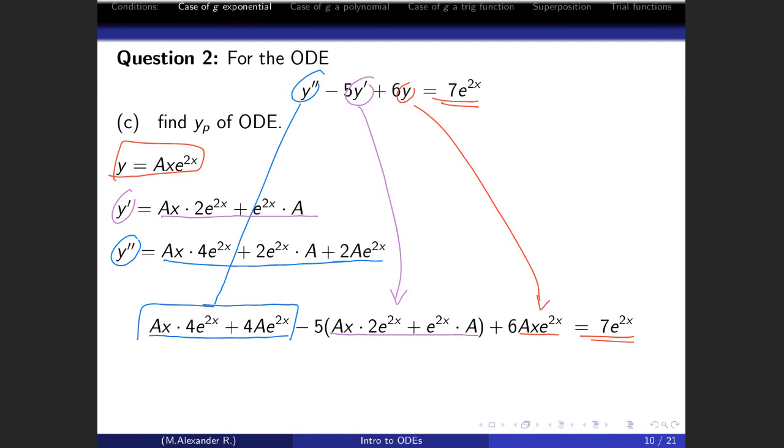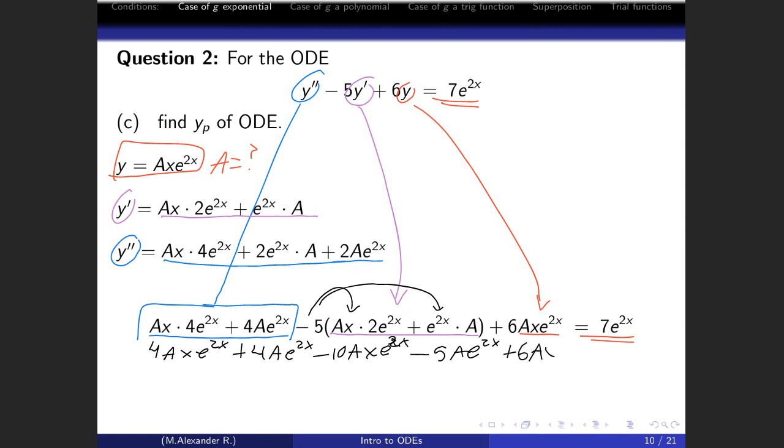And now we have to do the algebra. Remember that our goal now is to figure out what the a is. So let me put this in black. Let me rewrite this as 4a x e to the 2x, plus 4a e to the 2x. I'm going to distribute the -5, and that's going to be a minus 10a x e to the 2x. Distribute it to the other one, so that's a minus 5a e to the 2x, then plus 6a x e to the 2x, and this is equal to 7e to the 2x.